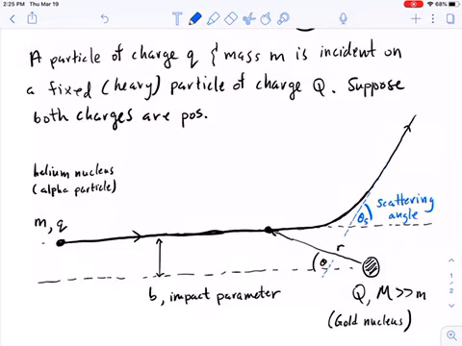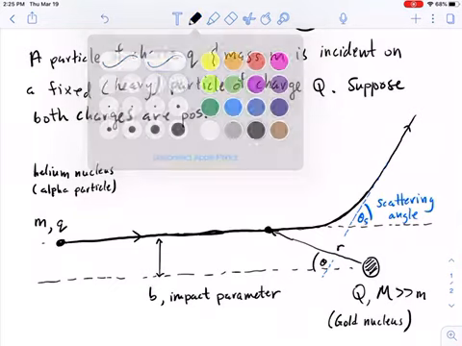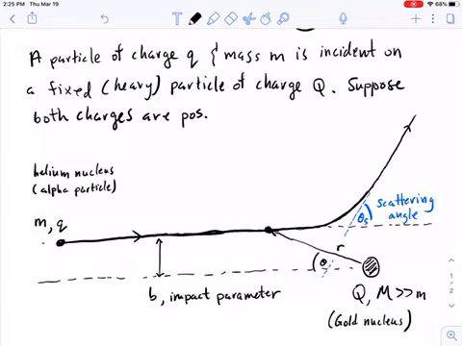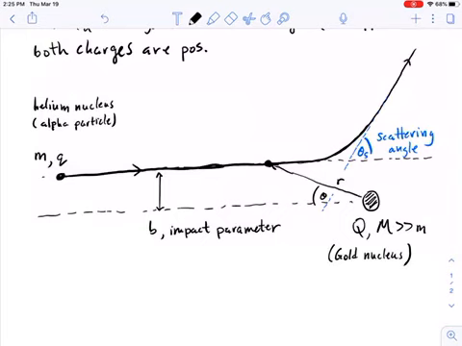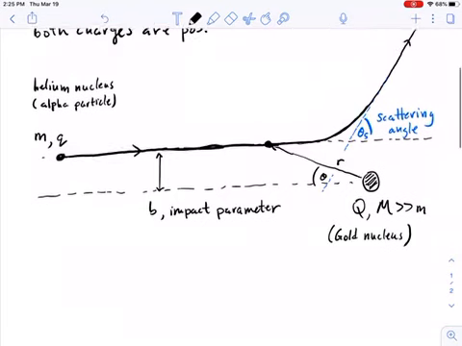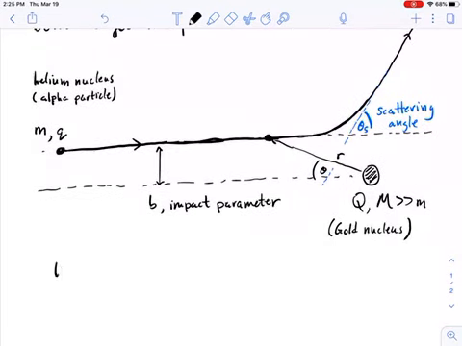And so the question that we want to answer today is, if we know things like the mass of our alpha particle and its charge and the charge of our gold nucleus, and for example, for a particular impact parameter b, could we calculate the scattering angle theta s? So the question is, what is the scattering angle theta s?